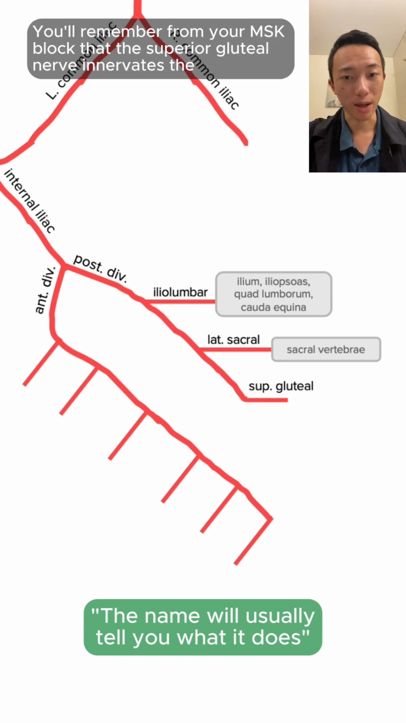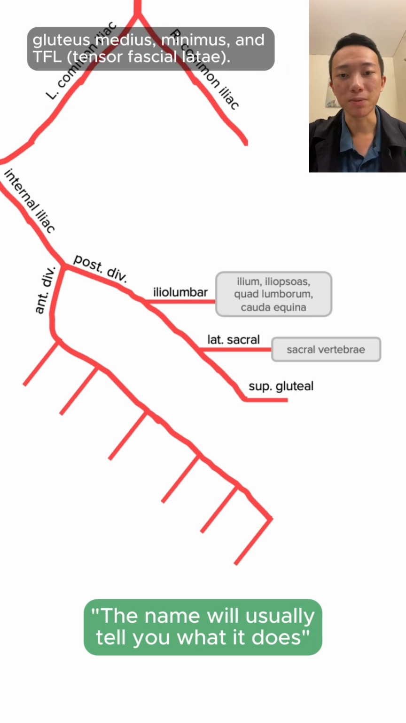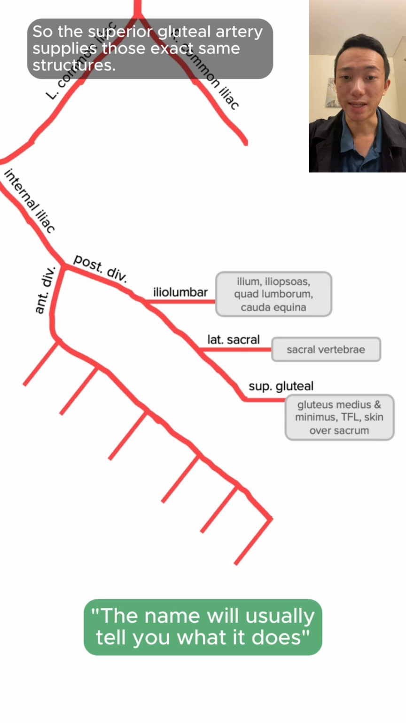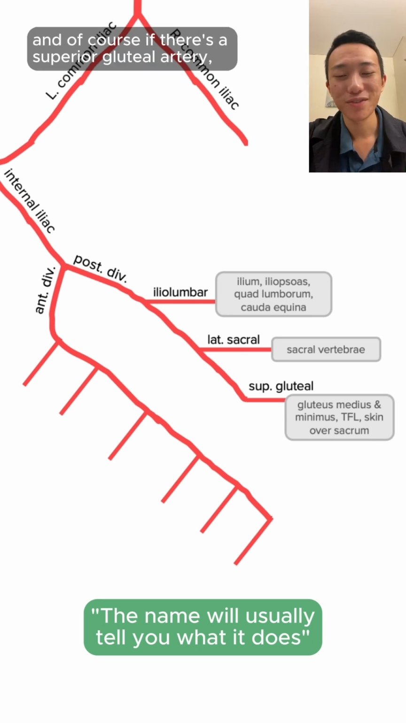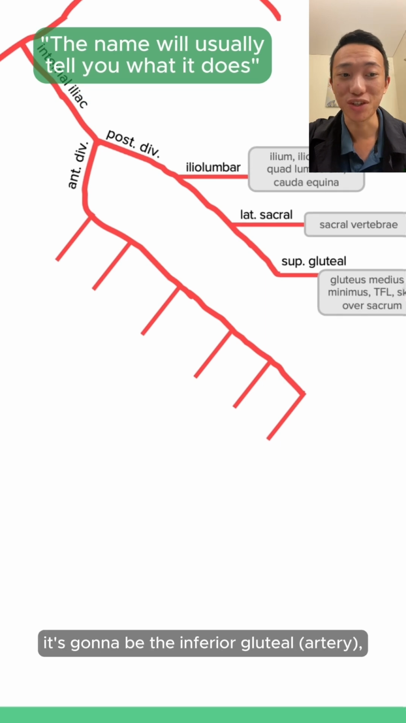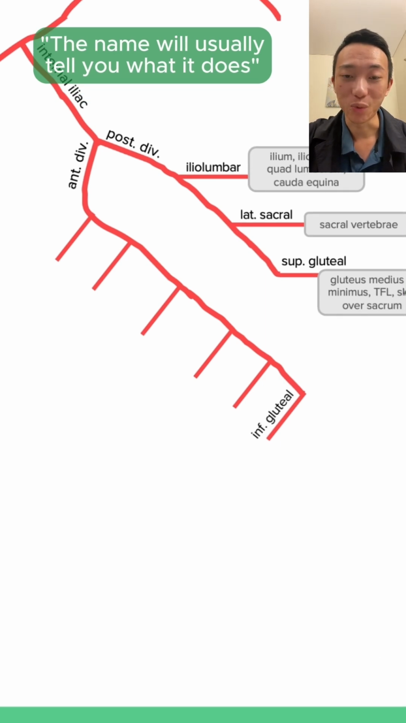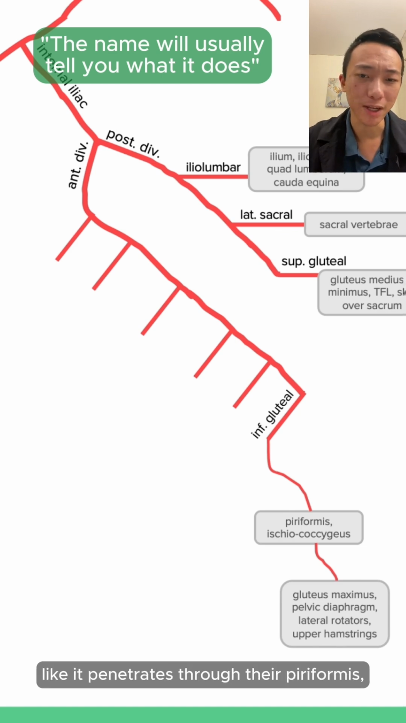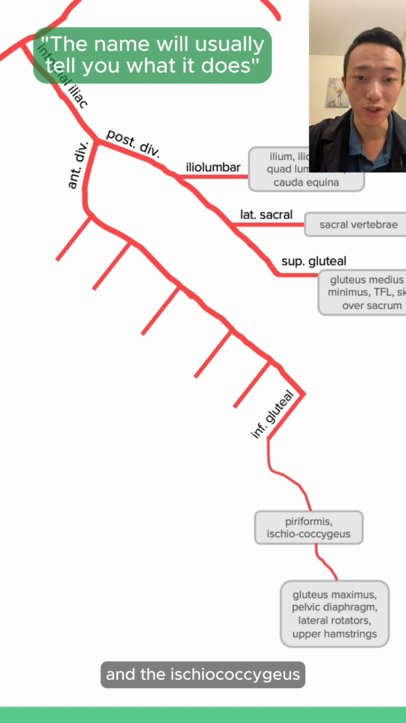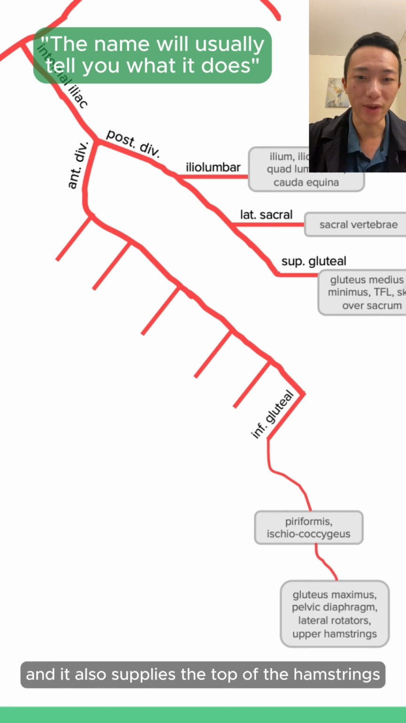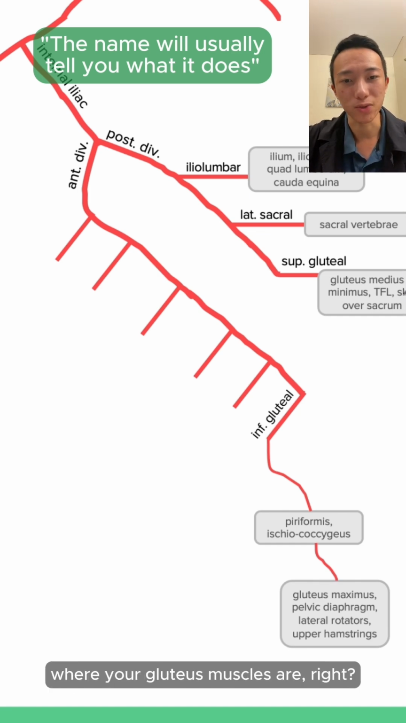The third one is called the superior gluteal artery. Now, you'll remember from your MSK block that the superior gluteal nerve innervates the gluteus medius, minimus, and the TFL. So the superior gluteal artery supplies those exact same structures. And of course, if there's a superior gluteal artery, then, well, jumping to the last branch of the anterior division, it's going to be the inferior gluteal, which supplies indeed the gluteus maximus, as well as some of the structures around it, like it penetrates through the piriformis and the ischio-coccygeus and gives off branches to those muscles, and it also supplies the top of the hamstring, because that's right next to where your gluteus muscles are, right?